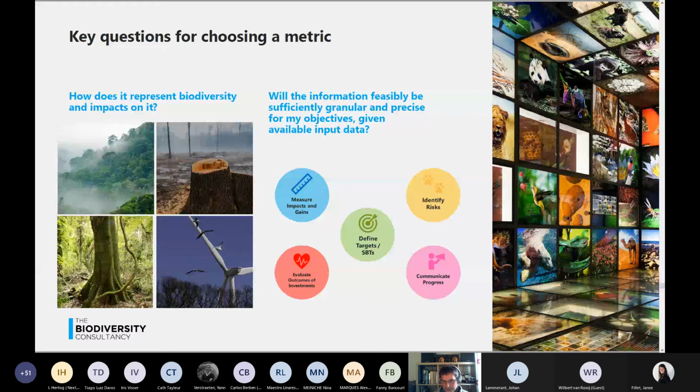Is it a metric that looks at the individual trees, or is it a big picture metric that looks at the forest? And does it just look at one type of impact, land use change, or does it also include impacts on particular species, so collision risk or mortality? And then, will the information that the metric gives me be sufficiently granular and precise for what I want to do with it? And then to start to answer those questions, it's useful to put a bit of structure to understand the different aspects of a metric. Next slide, please.